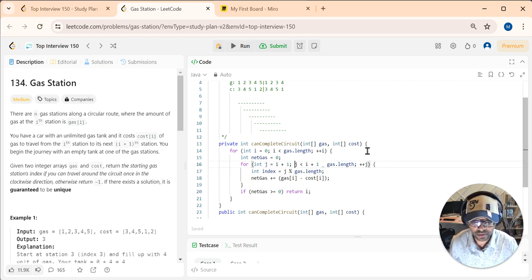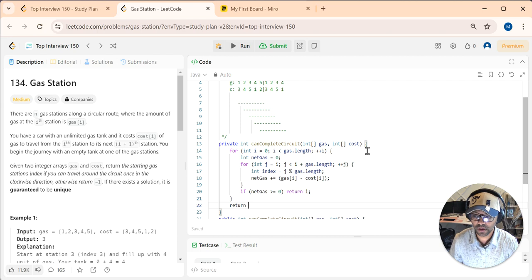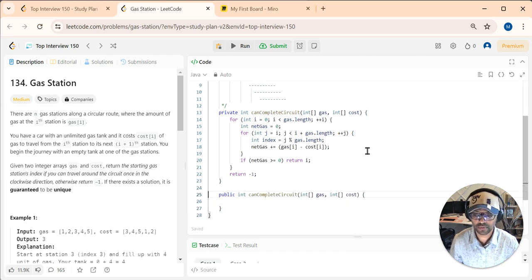Actually, in this case, we should not be doing i plus 1. We should be starting with i, right? And sorry, I just noticed it should be i plus just gas.length, because we should be starting at i. Okay. So if that is the case, then i is our starting gas station where our net gas would have been fine when we came back, right? And if none of it returns, then we return -1, right? None of it actually has net gas greater or equal to 0.